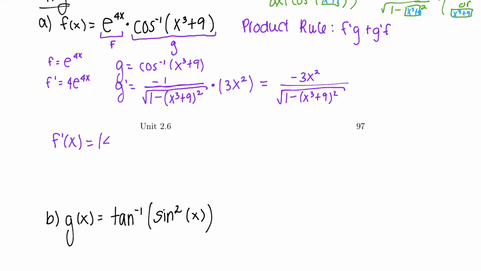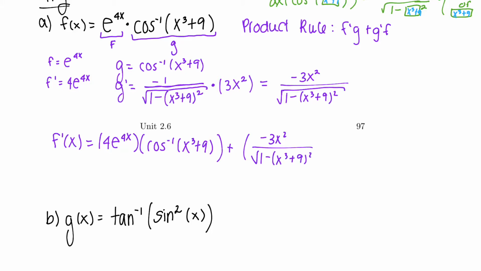So f prime is 4e to the 4x. G is cosine inverse of x cubed plus 9, plus g prime, -3x squared, over the square root of 1 minus x cubed plus 9 squared. And then f is e to the 4x.